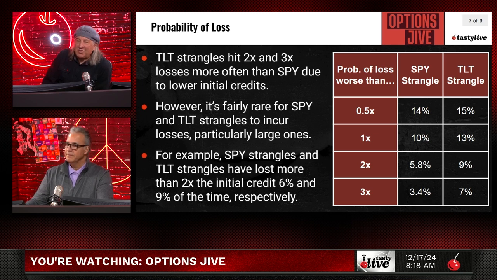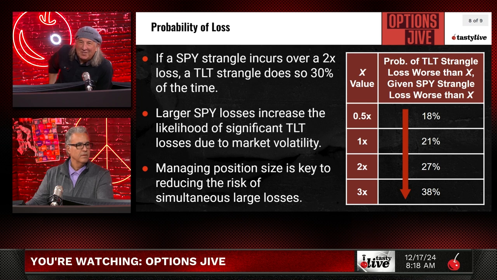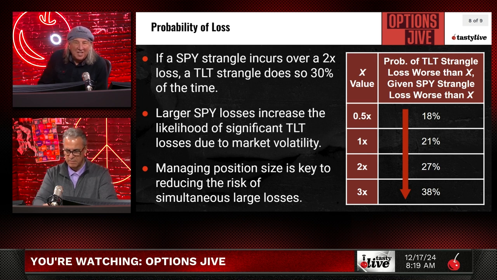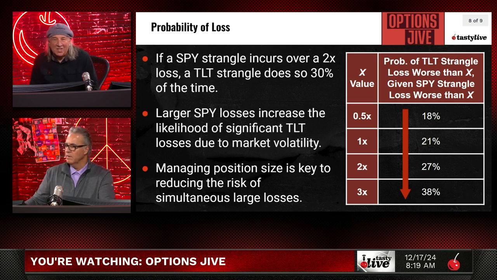But these are really interesting stats here: the probability of a loss worse than 3x the credit received. In the SPY, it's only 3.5%. TLT is only 7%. Oh, this is a good one too. If a SPY strangle incurs over a 2 times loss, a TLT strangle does so 30% of the time. Larger SPY losses increase the likelihood of significant TLT losses due to market volatility. So managing position size is the key to reducing the risk of simultaneous large losses.